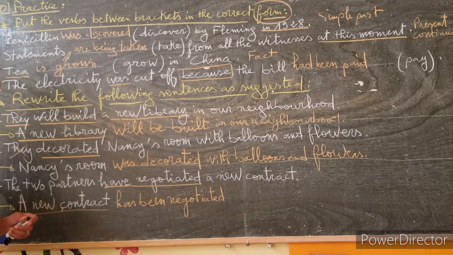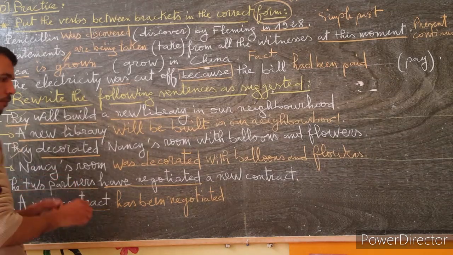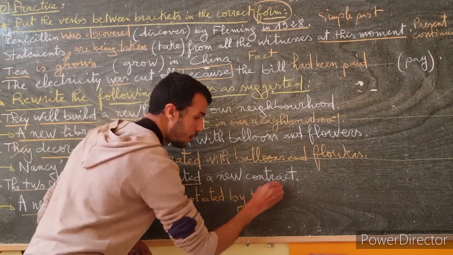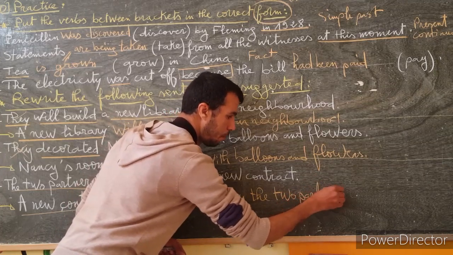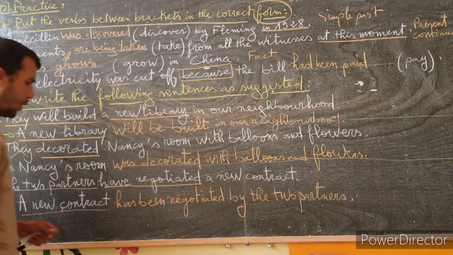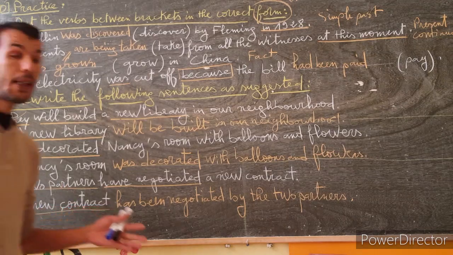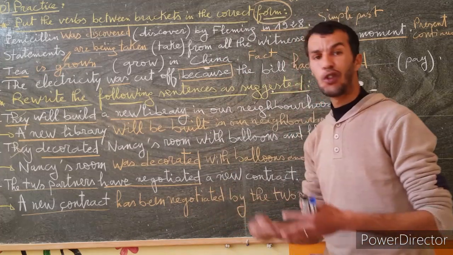Let's see whether we are going to write by or not. So we have the subject, two partners. So it's already known by the two partners. And then we have a new contract has been negotiated by the two partners. So this is how we form the passive voice, or form a sentence from active to passive.